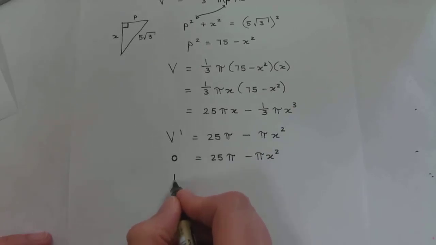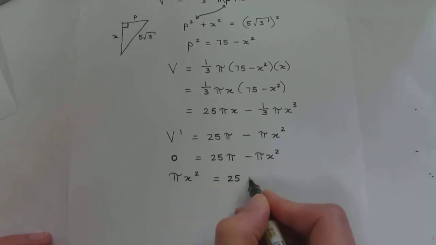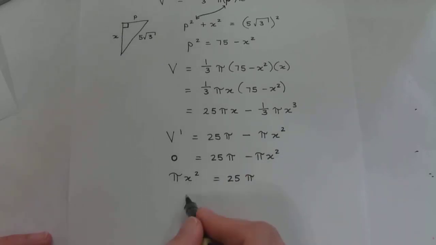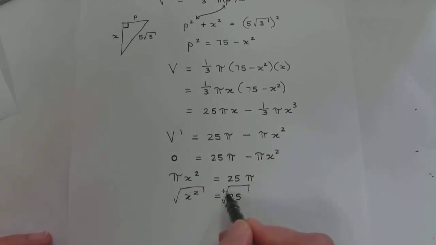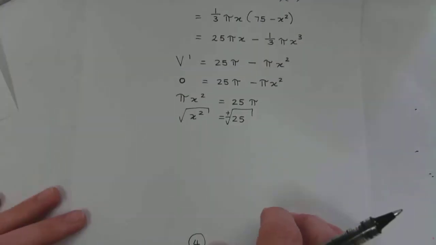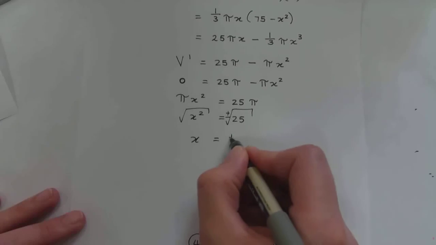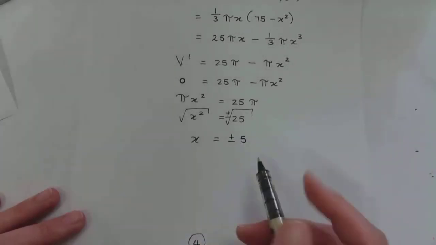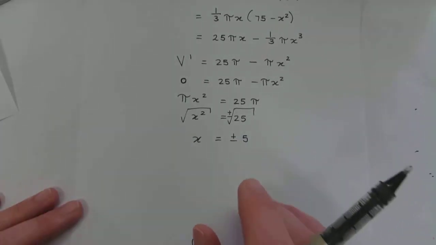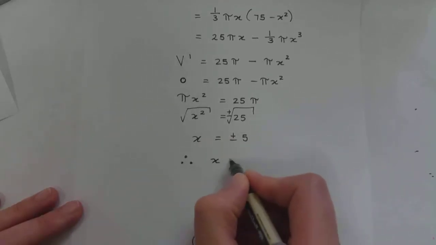And then again, I can transpose and say pi x squared is equal to 25 pi. Divide both sides by pi, which gives me x squared equal to 25. And then I'm going to use the square root, but I remember, people, plus or minus. I know we're probably not going to use the minus over here, but it's just a good habit. Whenever you use that square root, put the plus minus down. So x is equal to plus or minus 5. But logically speaking, we can't have a length that is negative. So I'm then just going to say x is equal to 5.